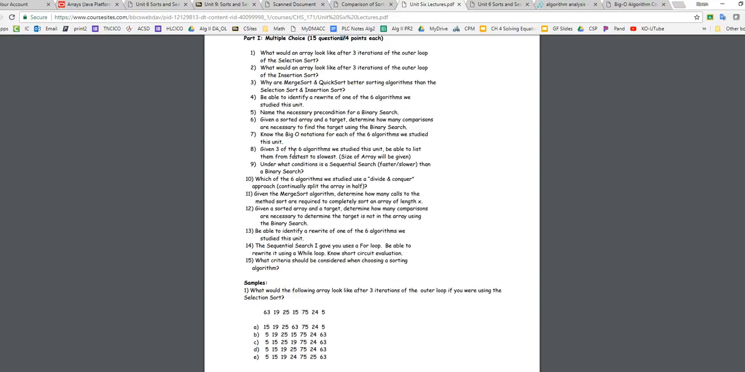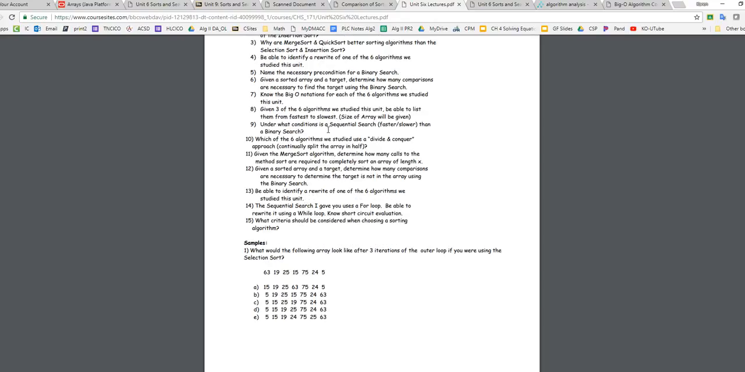We talked about 6, we talked about 7. It says given 3 of the 6 algorithms, be able to list them fastest to slowest. And so you guys, because you get to have your cheat sheet, you should be able to do your big O notation, and you shouldn't have too much problem with that. And under what conditions is a sequential search faster or slower? And again, that would be using your big O notation and comparing worst case and best case scenarios. So make sure that you have that on your cheat sheet.